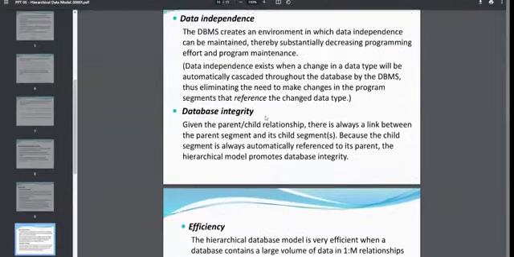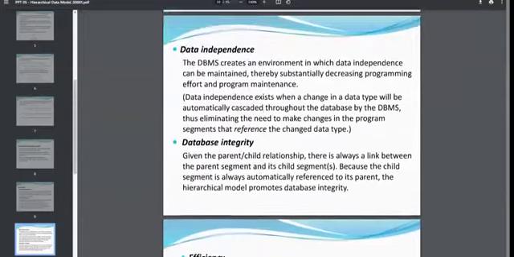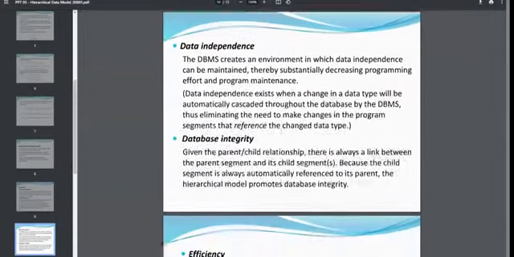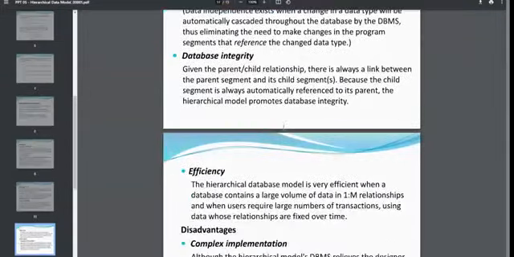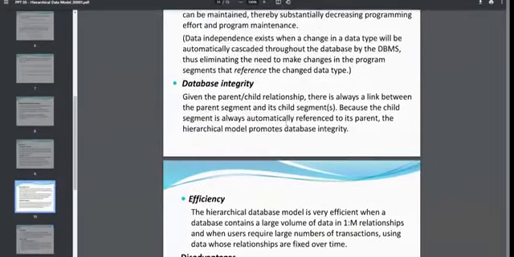So now you know about these things, right? Then just read, you can read these things and understand properly. These characteristics, that means advantages of hierarchical model of databases.